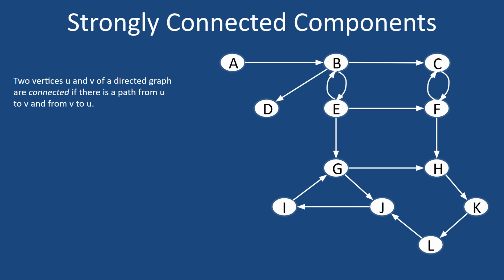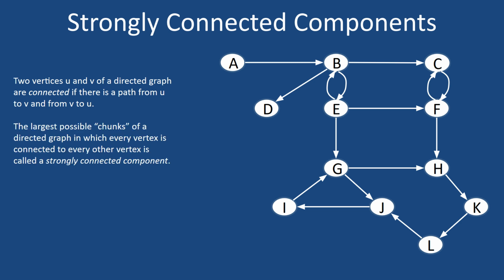So what would be a pair of connected vertices? What's a pair of vertices where there's a path from one to the other and back? B and E, for example. What about G and L? Yeah, you can get from G to L and L to G. So the largest possible chunks of a directed graph, where every pair of vertices in the chunk are connected to each other, that's called a strongly connected component.